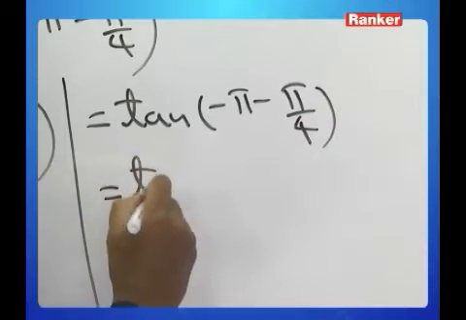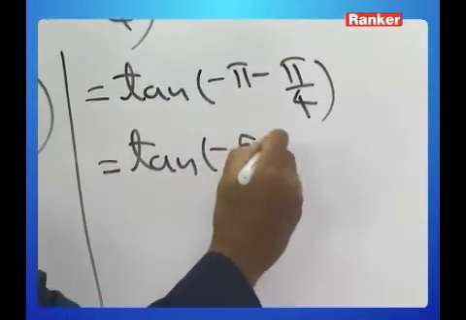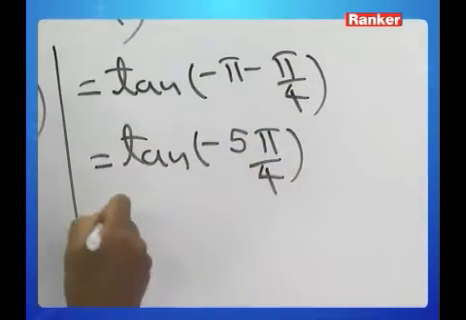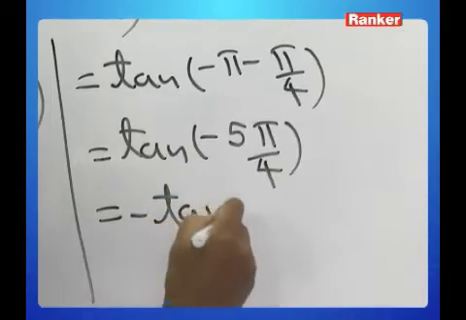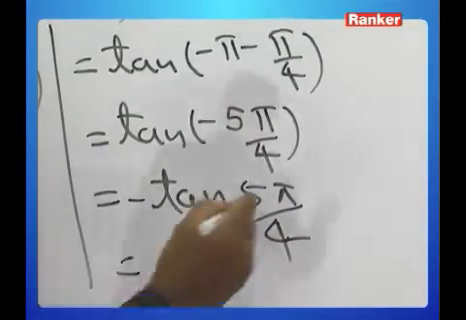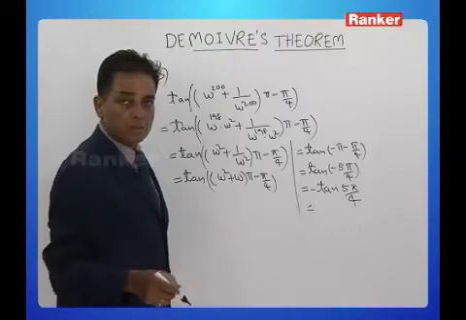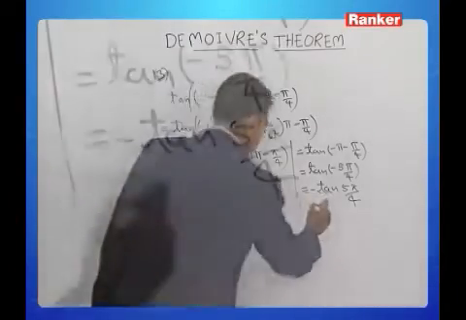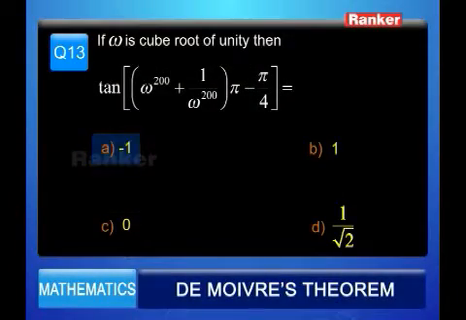Tan of minus 5 pi by 4. Tan of minus theta is minus tan theta. Third quadrant, 225 degrees, 1 into minus. So, minus 1. Right answer is minus 1. Right option is A. This is the right option. Right answer is minus 1.